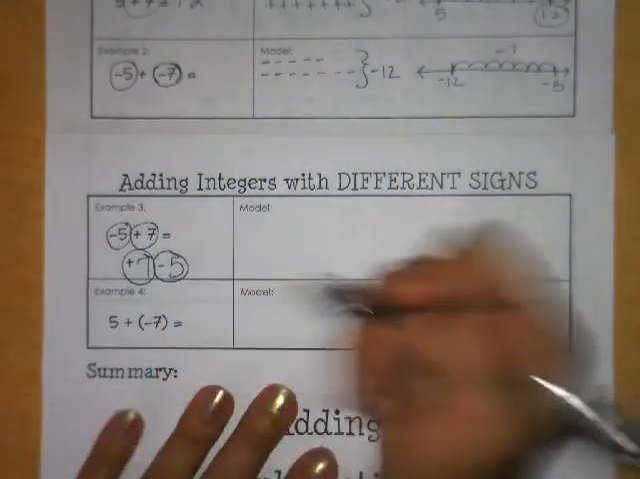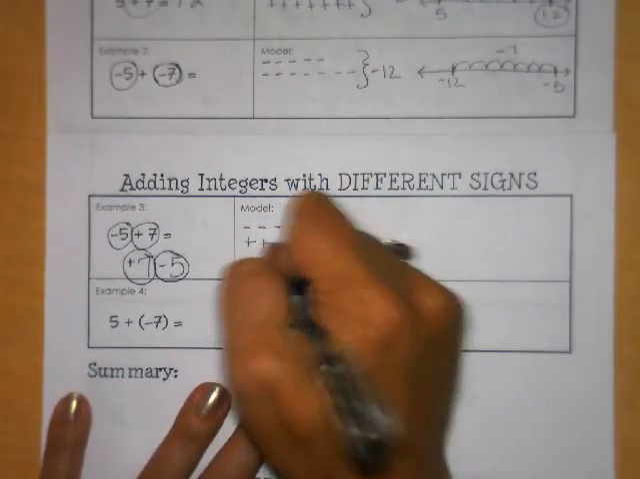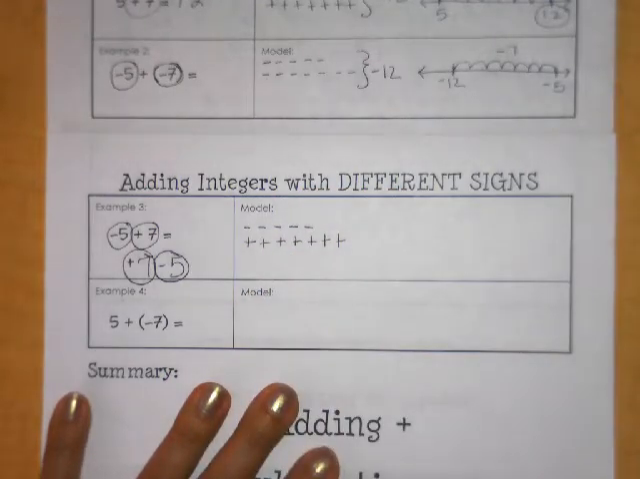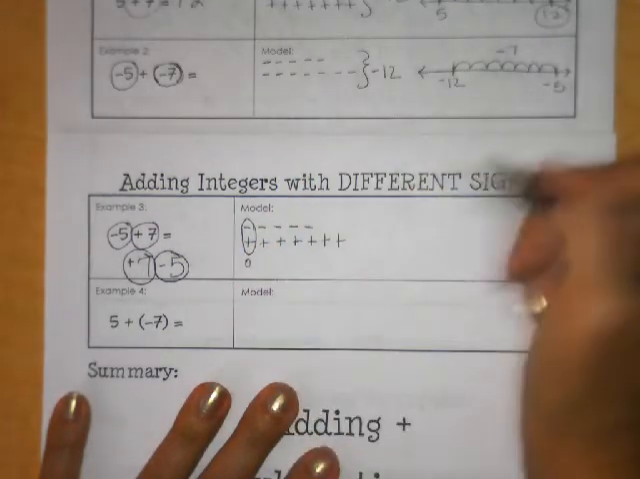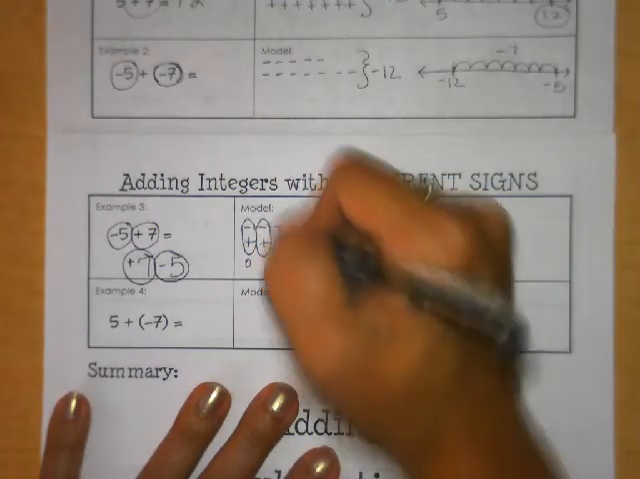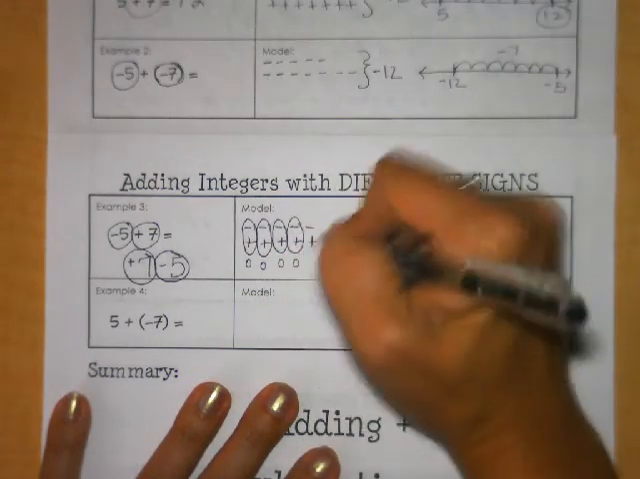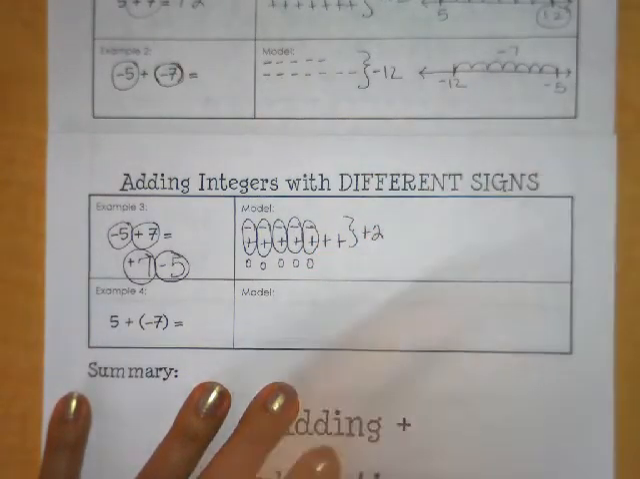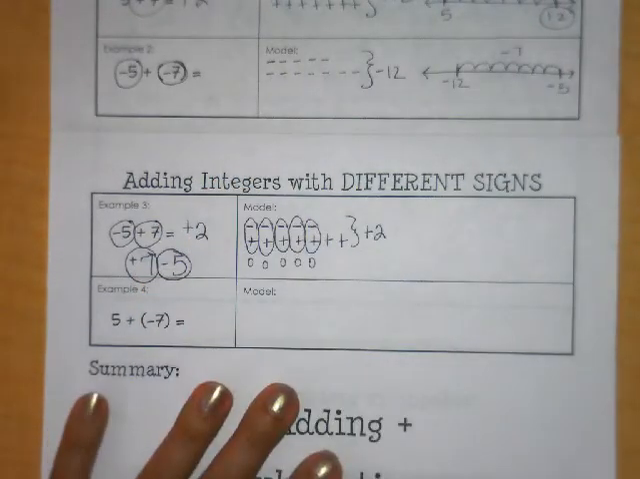Okay? So if we wanted to model this, I would have 5 negatives and now I have 7 positives. Well, if I think about a negative and a positive, I know that when I have a negative 1 and a positive 1, I get 0. So all of these negative positives that line up, they cancel each other out. They're really a 0. And when I do that, I'm left with 2 positives. So I can say a negative 5 and a positive 7 is a positive 2.